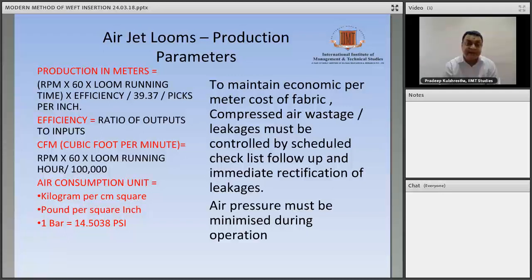So this is the way of calculating efficiency. Then CFM, cubic foot per minute, is a very important factor in air-jet looms. It gives the picks in one lakh units. Suppose RPM is 900 and loom running hours are 12. So how much total picks will be inserted? This formula can give it immediately.